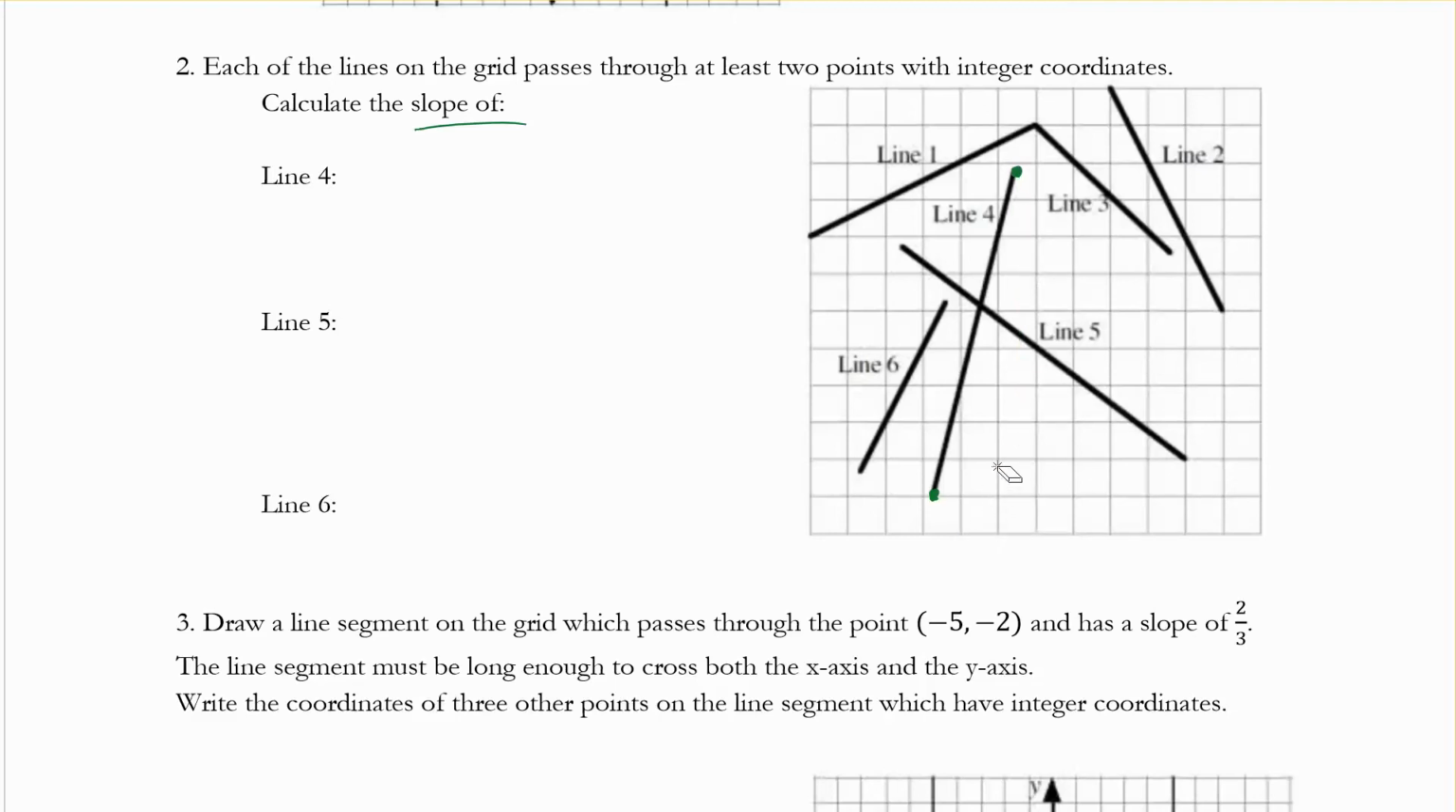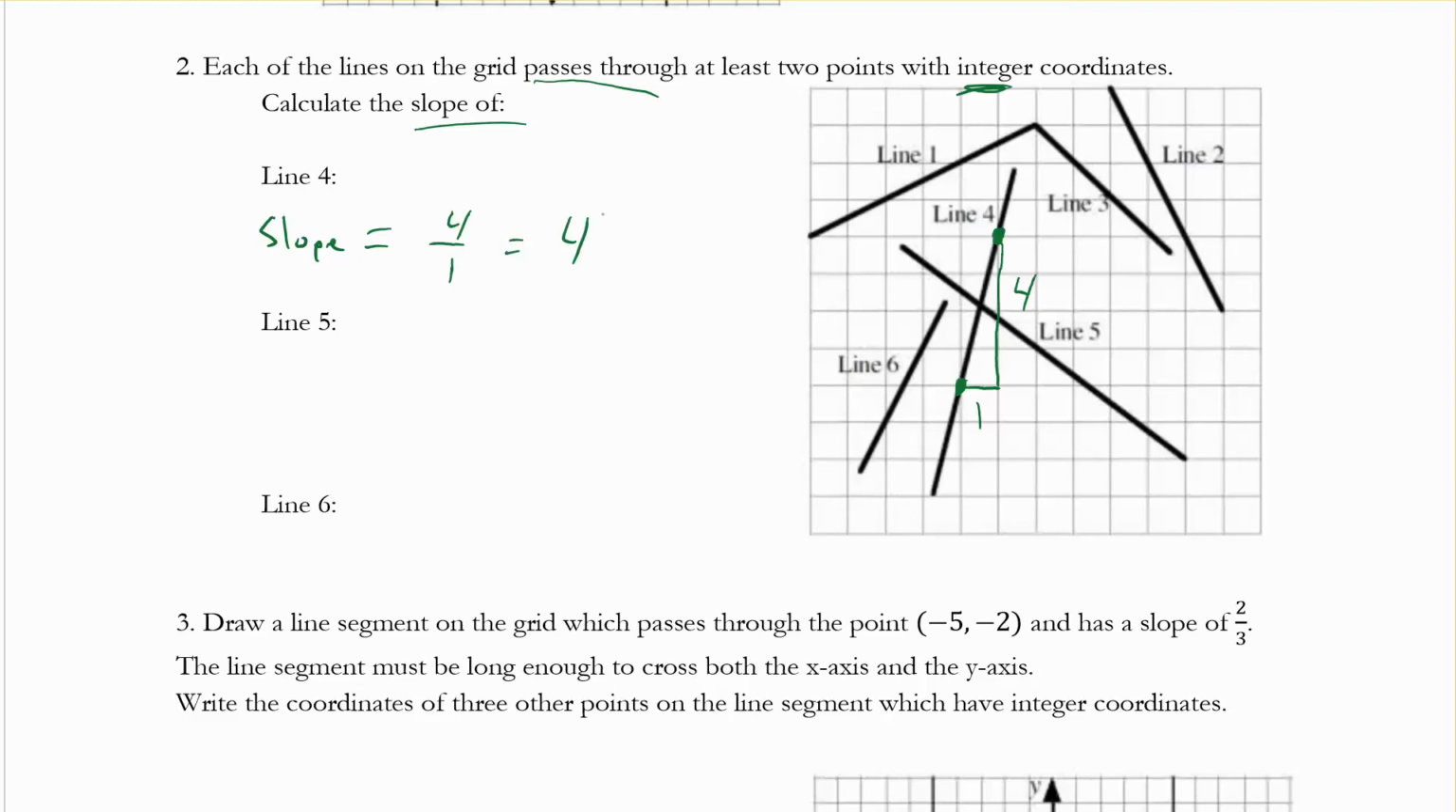So what's going to be a lot easier is if I use, because it does say it passes through at least integer numbers, this one is an integer number, right? It passes right through that point. Same with this one. So I'm going to use those. That's going to be a lot easier to use. I'm going to make a triangle out of this. Now I can say I've got a rise of 4 and a run of 1. So my slope in this case is just going to be 4 over 1, or 4.